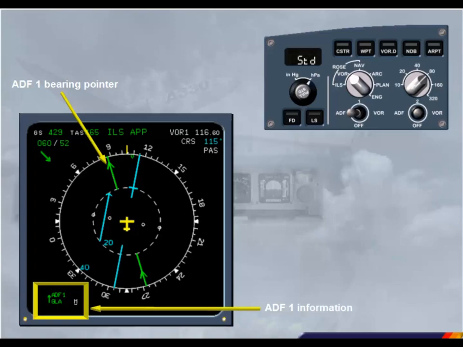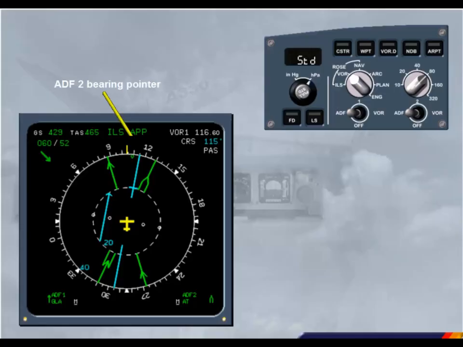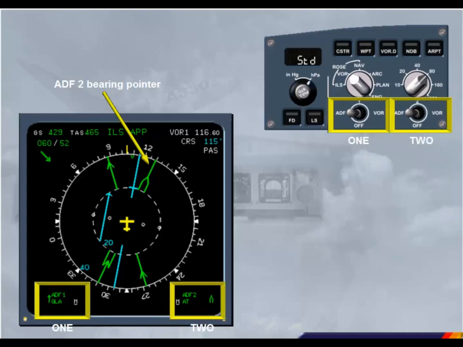Now, let's display the ADF2 bearing pointer. Select Automatic Direction Finder 2. The ADF2 bearing pointer is now displayed, represented by a double-lined arrow. At the bottom of the display, there is information on the selected nav aids. Notice that as with most things on the aircraft, number 1 is on the left and number 2 on the right.